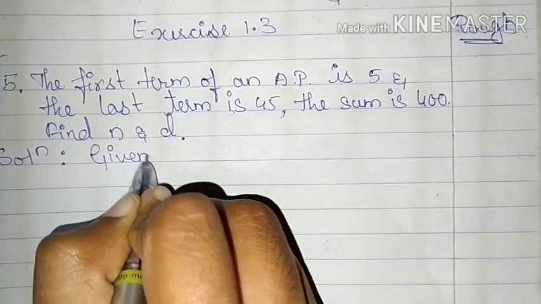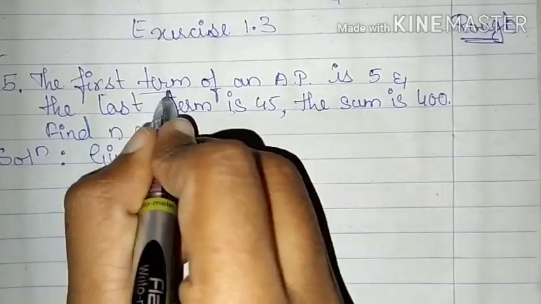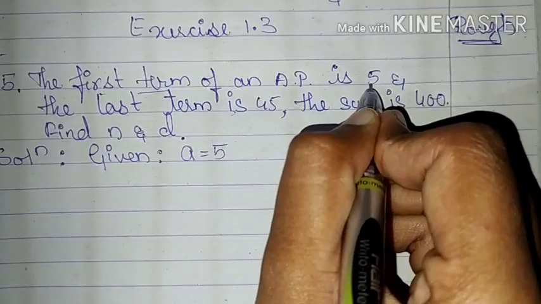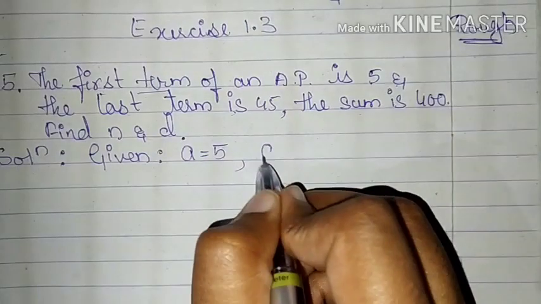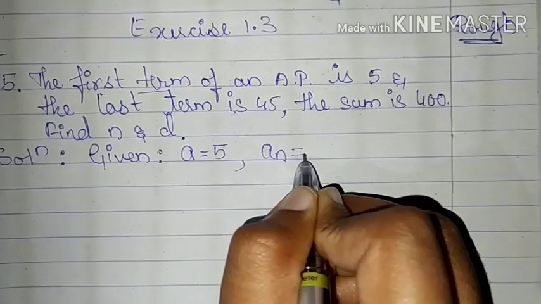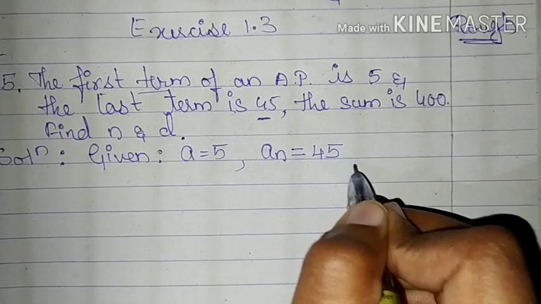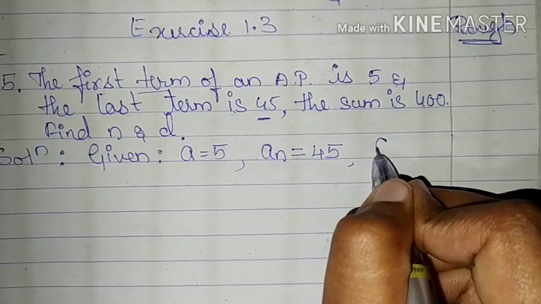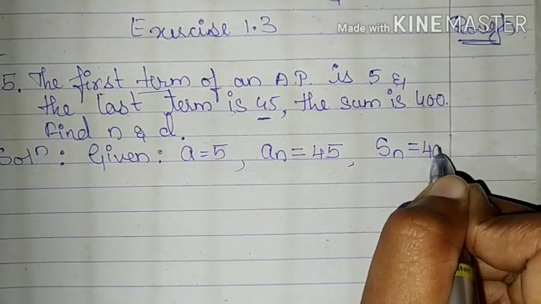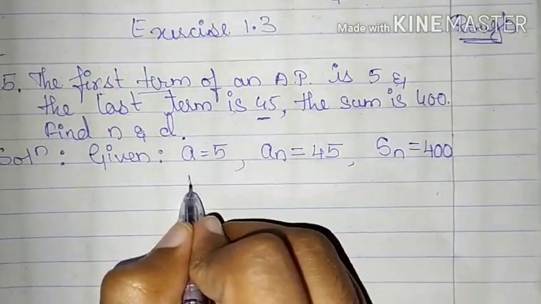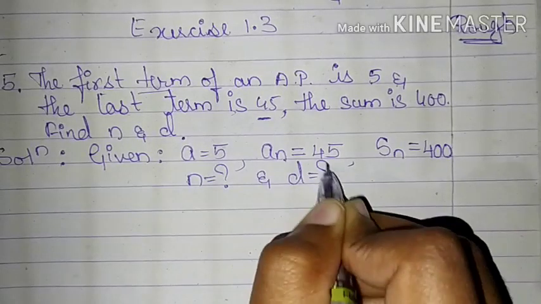Given: a is equal to 5, that is the first term of an AP. Then the last term, I told you, is nothing but an, which is equal to 45. The sum is 400, that means Sn, sum is always Sn, which is equal to 400. What are the values of n and d?